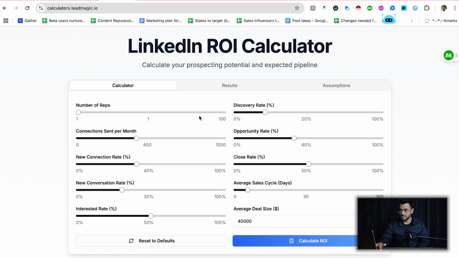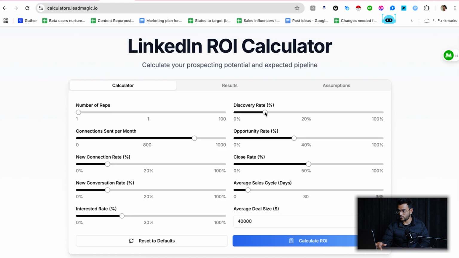With that, let's run through a real example and calculate the ROI. So let's say I'm sending 800 connection requests a month. Let's say my connection acceptance rate is 20%. Let's say my new conversation rate is 20% as well.